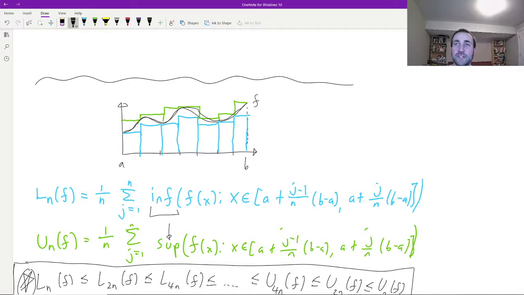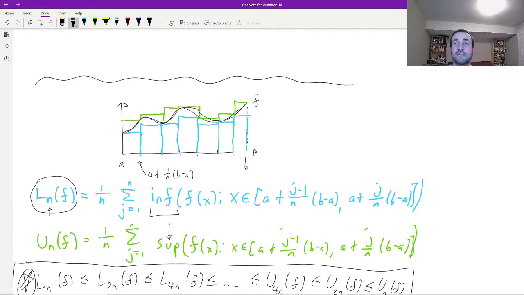I'm going to define approximations for every integer n as follows. There's going to be the lower approximation L_n of f. And what is the lower approximation L_n of f? It's the area of these blue rectangles. And where do these blue rectangles come from? Well, I'm going to divide the interval from a to b into exactly n even pieces. So the first point in the interval is a, and then this point down here is a plus 1 over n times b minus a. And then similarly, all these points here.